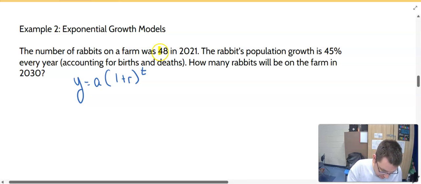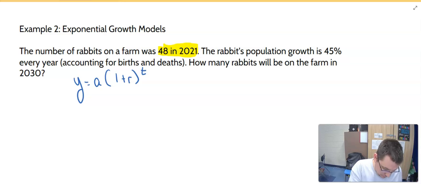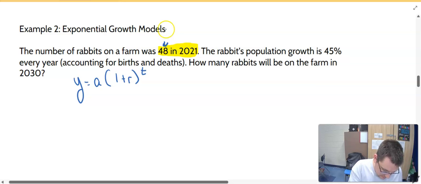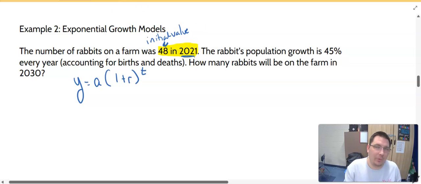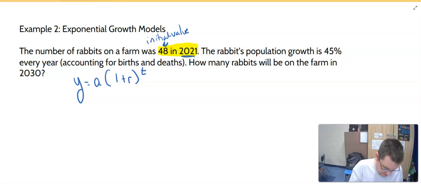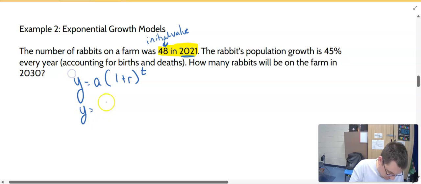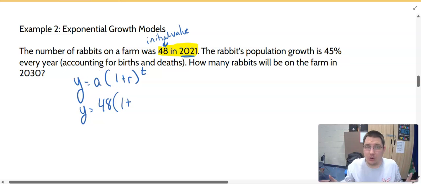And so first off, we know that there are 48 rabbits in 2021. And so this 48 is my initial value. The 2021 is just telling me when that occurs, and that's going to be important information for the second part of this problem. And so we're going to go y is equal to the 48. 1 plus, that's just part of the formula. We have to have it when we do this formula.